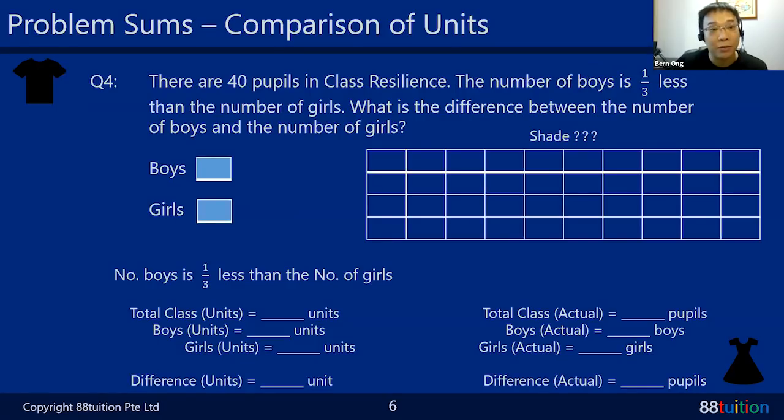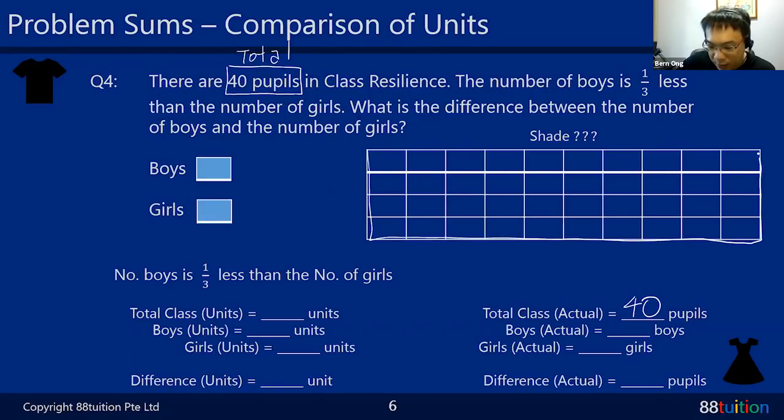Okay, so let's look at question 4. There are 40 pupils in class Resilient. What is 40? 40 is your total. So if 40 is your total, I will put it into the total portion here. Total class got 40 pupils. And because I know that there are 40 students, can you see my unit down here, my drawing, my model? I got all the 40 students ready. But how many to shade and all this? Yeah, so that's the problem.